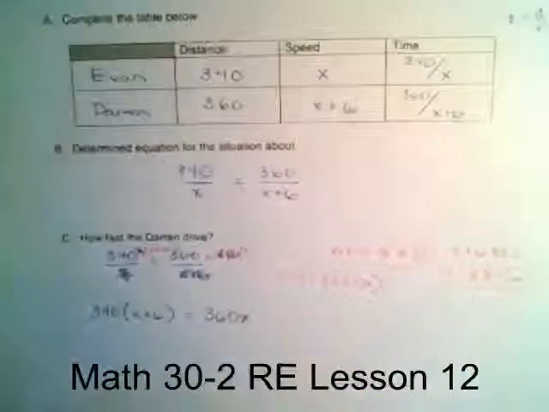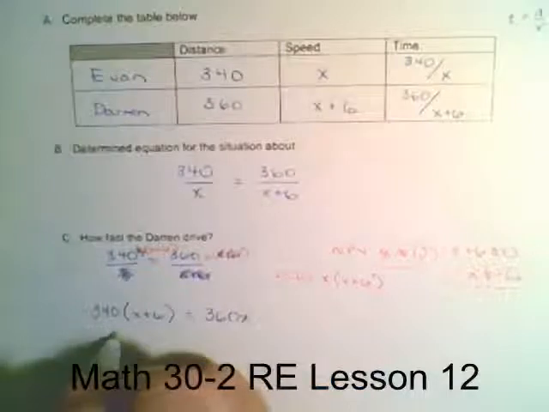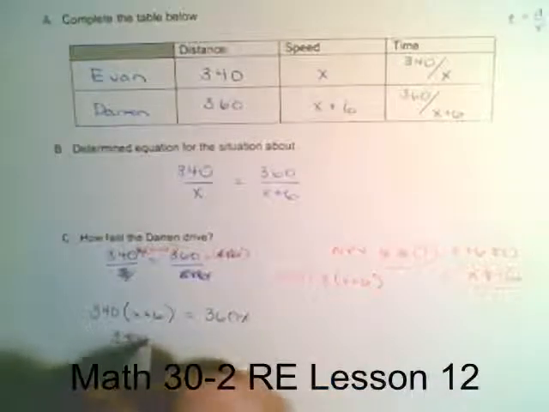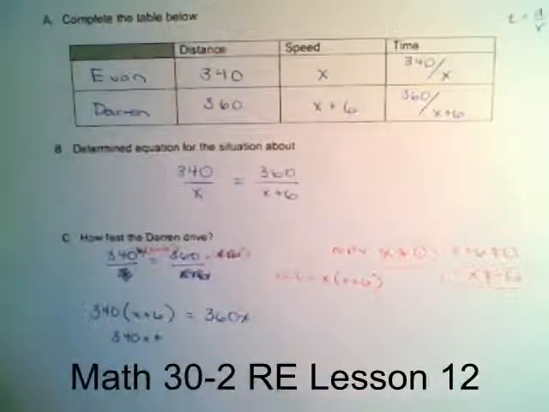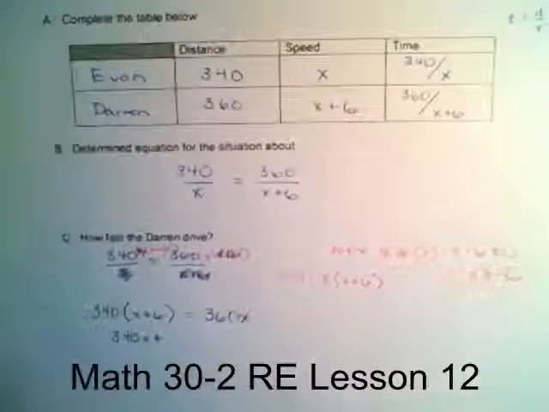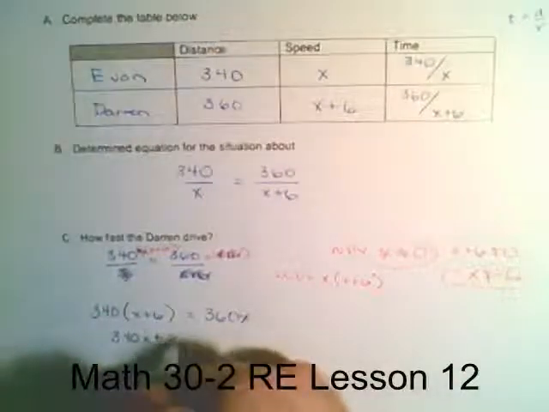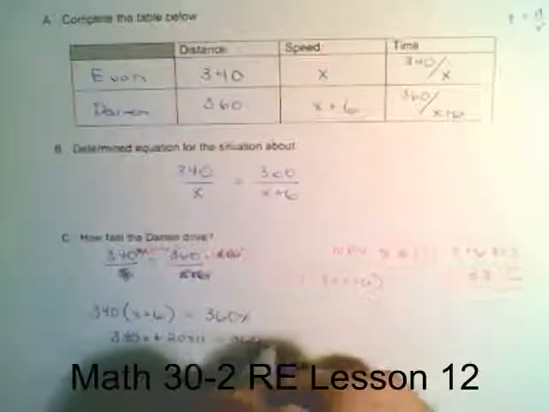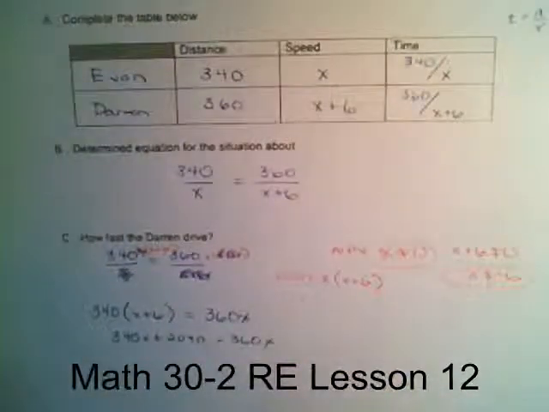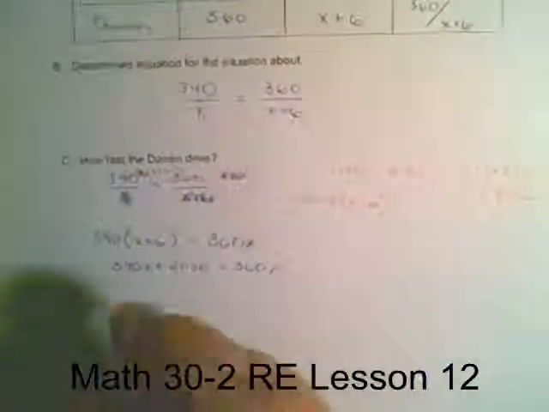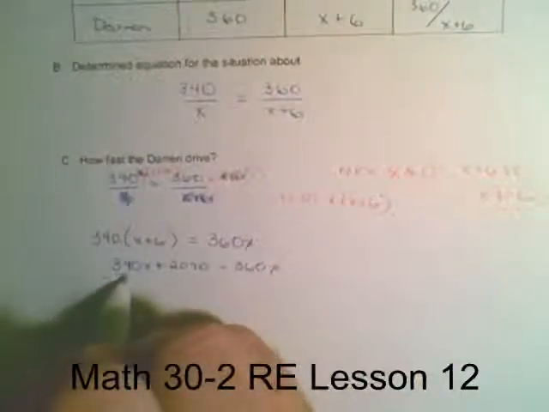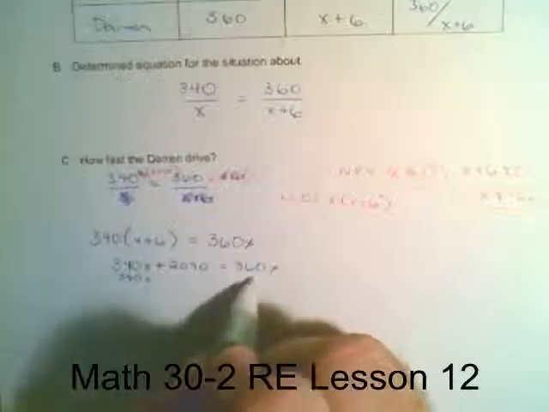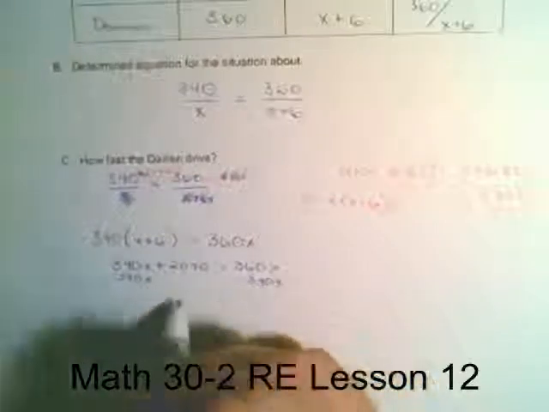And what I'm going to get is 340 times x plus 6 equals 360x. Multiplying that 340 in, I'm going to get 340x plus 6 times 340. I'm heading to my calculator just to do that math. 2040 equals 360x. I've got to pick a side, so I'm going to move the x's over.